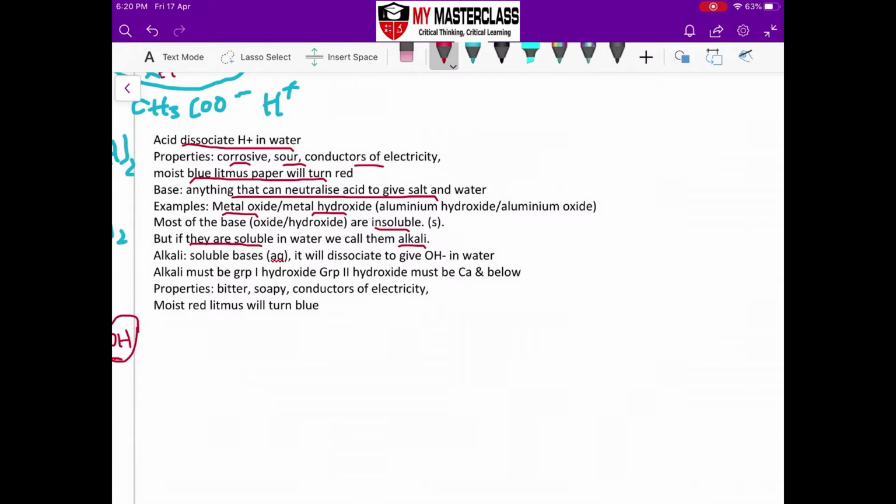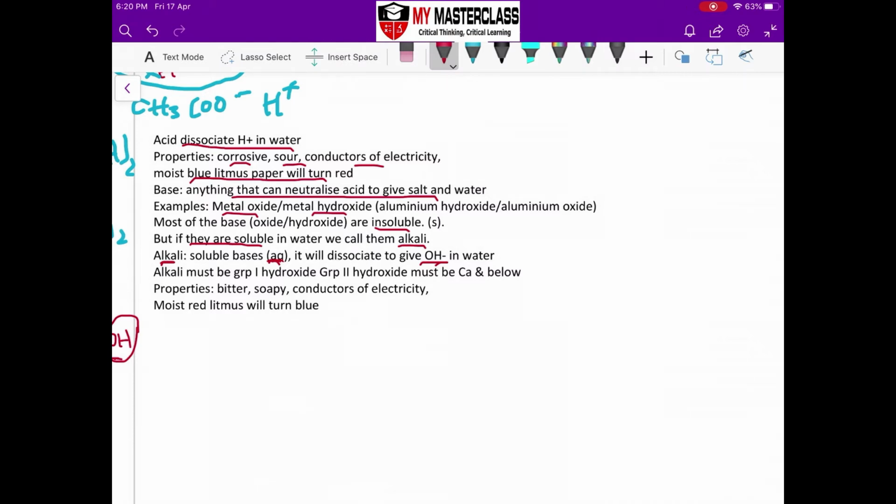So which ones are your alkali? Alkalis are the soluble bases. Soluble means I write aqueous, because aqueous means I dissolve in water. So since they are soluble, they can dissolve in water. So soluble bases are your alkali. Alkali will dissociate to give OH minus, the hydroxide ions, in water. So please know which ones are the alkali.